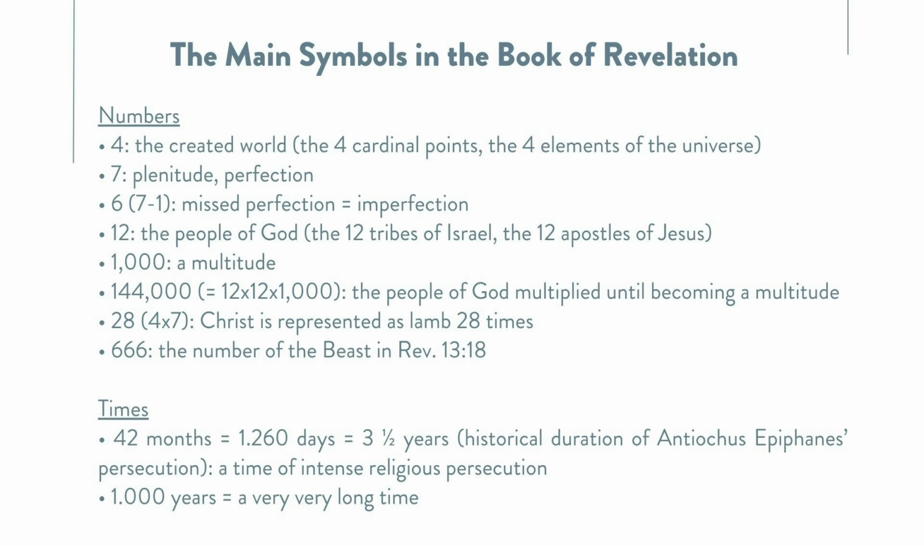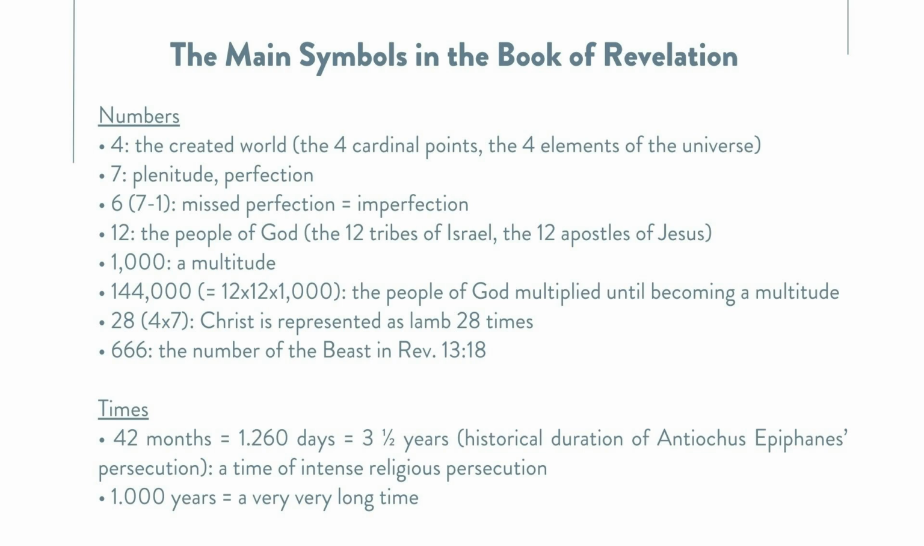After the numbers, let us look at the symbolic times. 42 months, or 1,260 days. We find this symbolic time in chapter 11, in the episode of the 2 witnesses, and in chapter 12, in the flight of the woman into the desert. It is the same length of time, which represents 3.5 years.